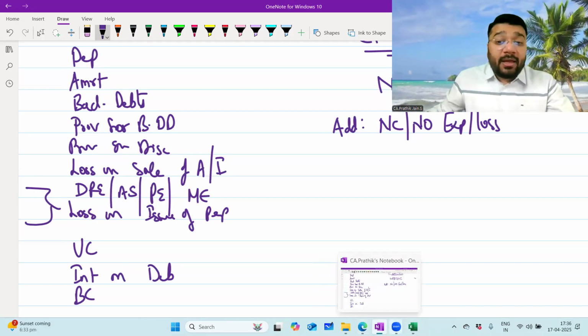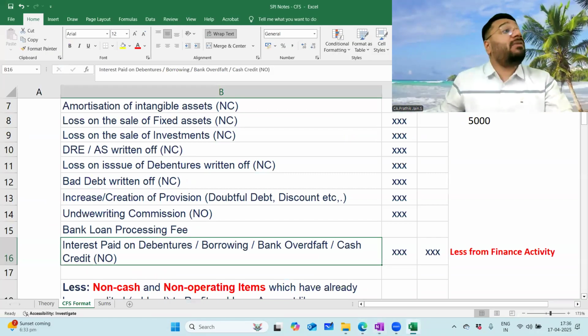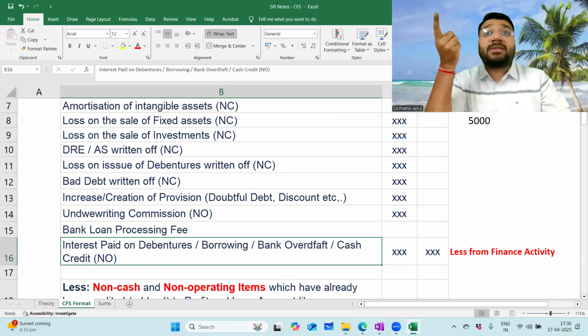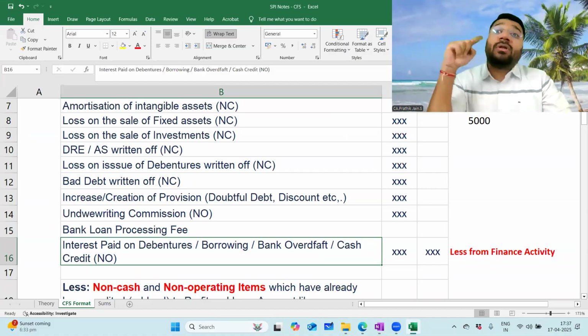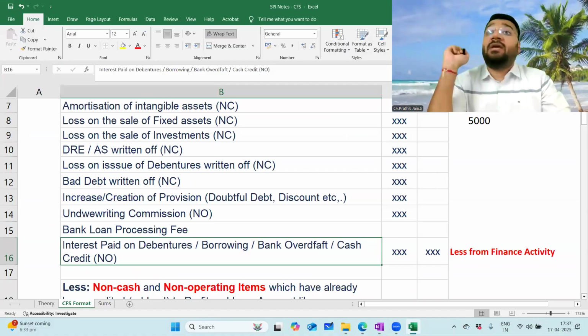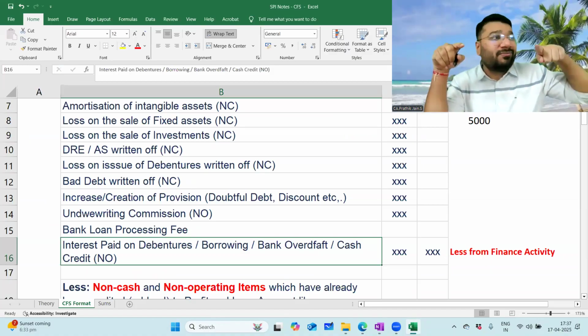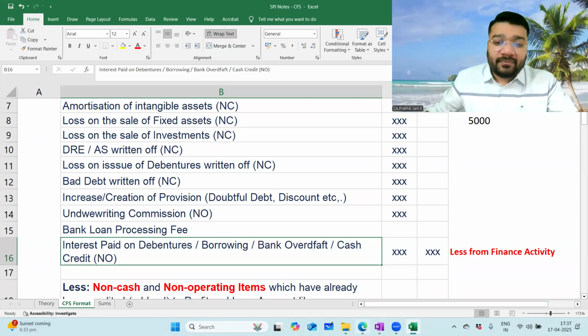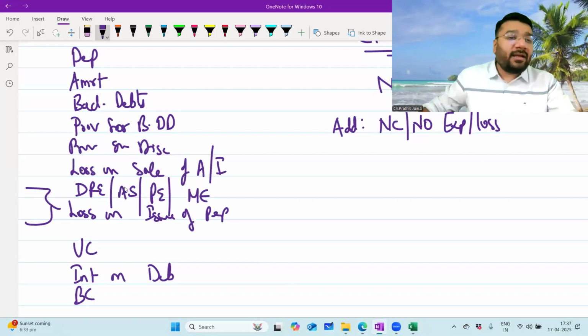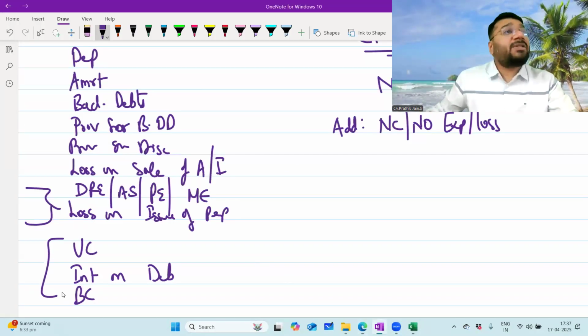Here, what am I talking about? I'm talking about the bank loan processing fee. When you go for processing the loan, the banker will charge a fee called loan processing fee. So that is a cost which is specifically associated with raising the loan money. So it's a finance cost. It's a non-operating item. So you have to be very vigilant. Anything can come. So now this will come as a non-operating item.